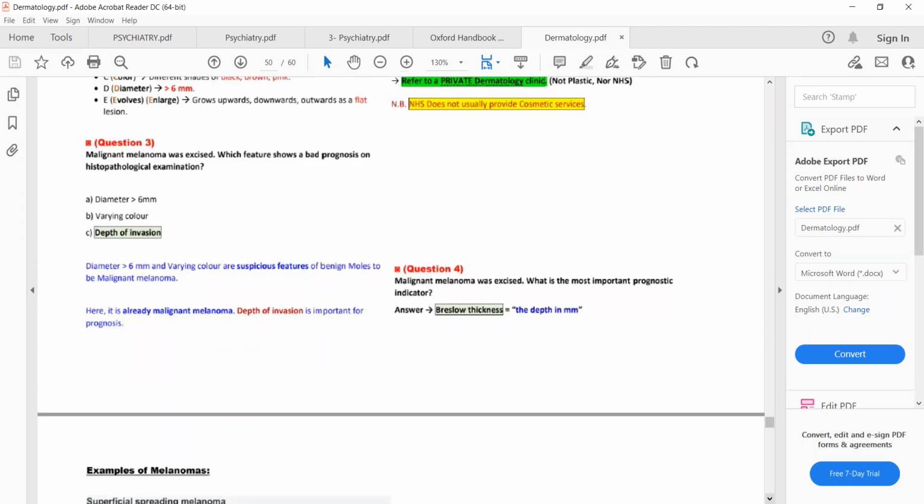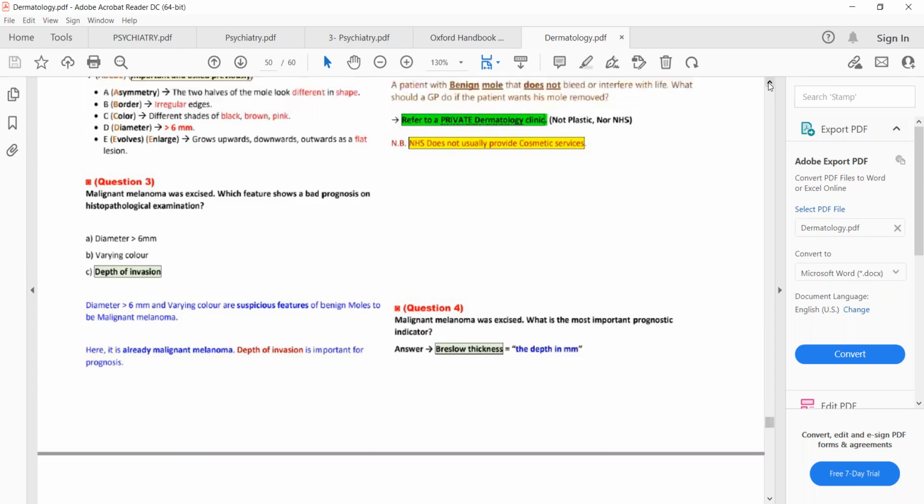Now, which feature of malignant melanoma will show a bad prognosis? So, for suspicion of malignant melanoma, we have 5 points. Now, these are the 5 points. If they are present, you will suspect malignant melanoma. Now, what is the point that you need to remember, which will show a bad prognosis? Remember that the depth of invasion will show a bad prognosis.